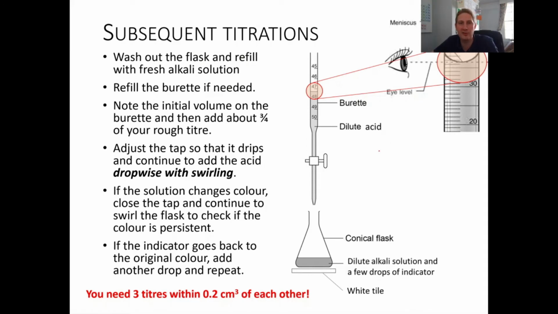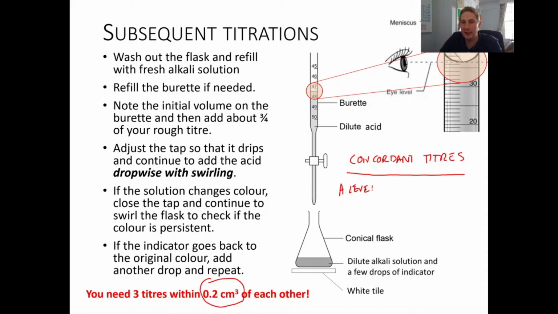Wash out the flask, refill with fresh alkali solution, refill the burette if needed. Basically, you add most of your original rough titer, and then you finally add it drop-wise. If it starts to change colour, close the tap, continue to swirl. And you will normally be told what concordant titers are. But as a rough rule of thumb at GCSE, they were within 0.2 centimeters cubed. At A level, it's titers within 0.1 centimeters cubed.